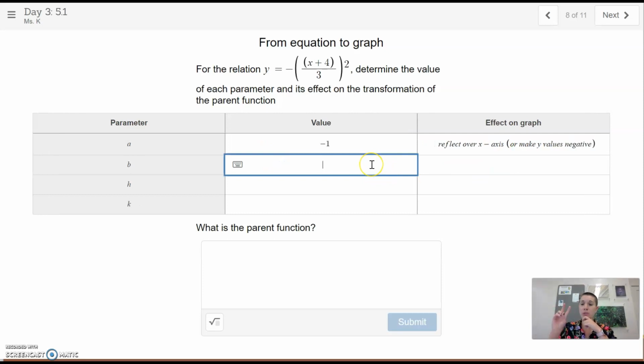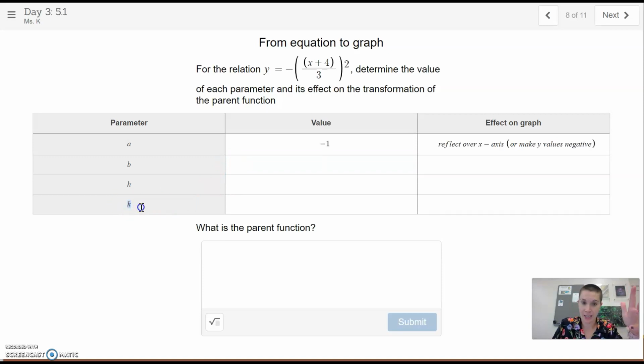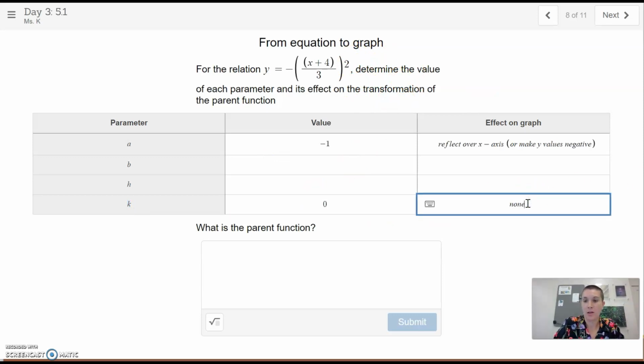Next, we have 2 horizontal transformations, which means we know we have h and b. We do not have a vertical translation, so we do not have a k. There is no plus or minus sign outside of our parentheses, so k is 0. So there is no effect on the graph by k. We are not moving up or down.